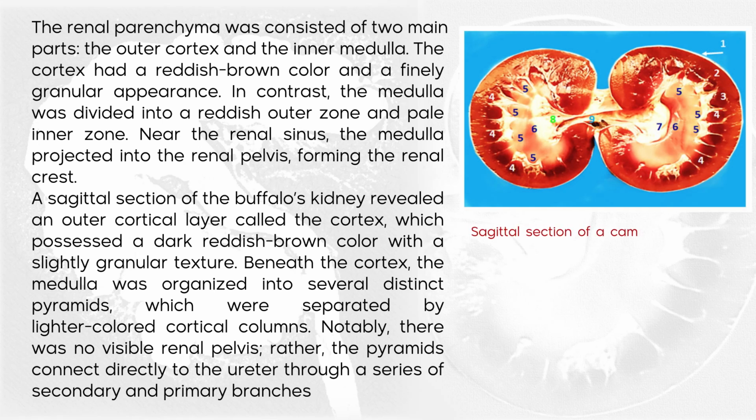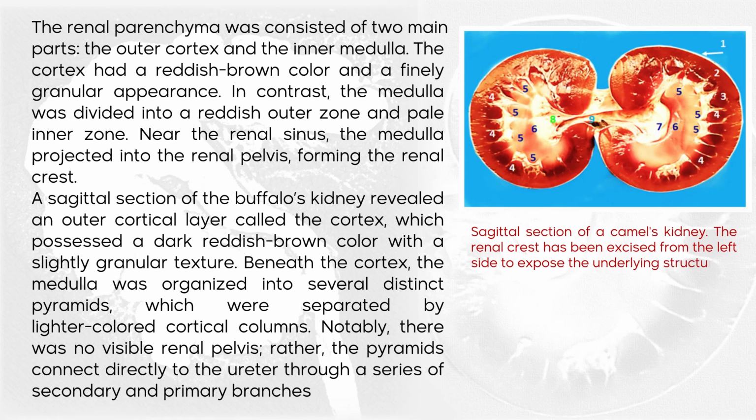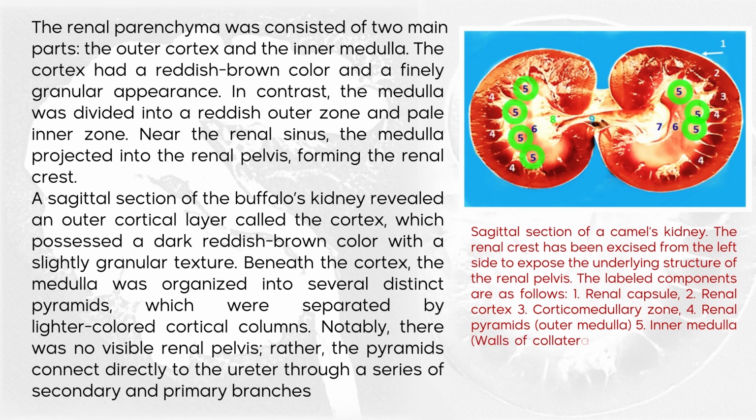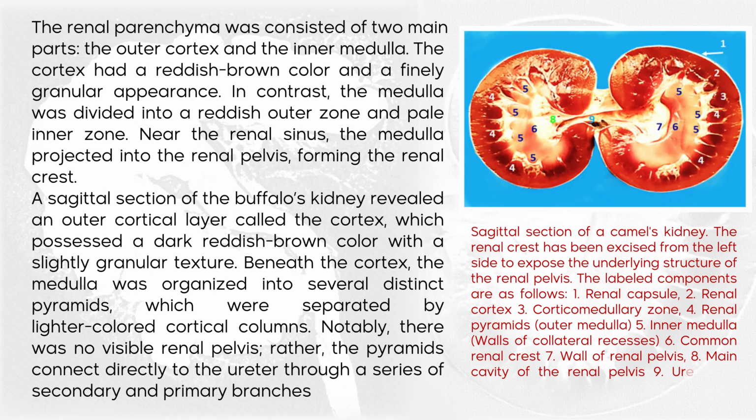Sagittal section of a camel's kidney. The renal crest has been excised from the left side to expose the underlying structure of the renal pelvis. The labeled components are as follows: 1. Renal capsule. 2. Renal cortex. 3. Corticomedullary zone. 4. Renal pyramids, outer medulla. 5. Inner medulla, walls of collateral recesses. 6. Common renal crest. 7. Wall of renal pelvis. 8. Main cavity of the renal pelvis. 9. Ureter. 10. Perirenal fat.